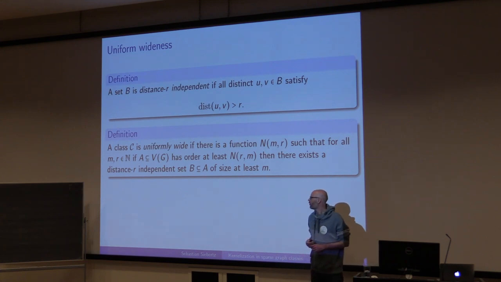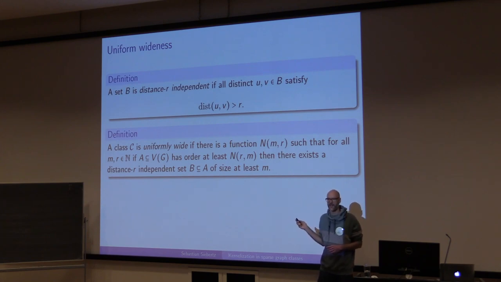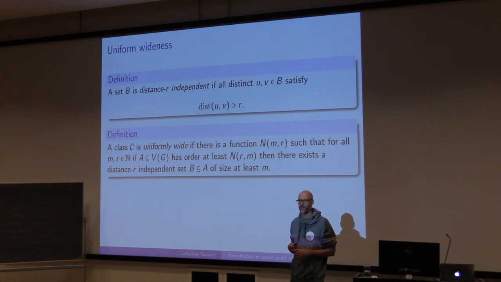I claim that you know uniformly wide classes. What are these classes? This is just a very strange name for a graph class that is very familiar to you, I expect.